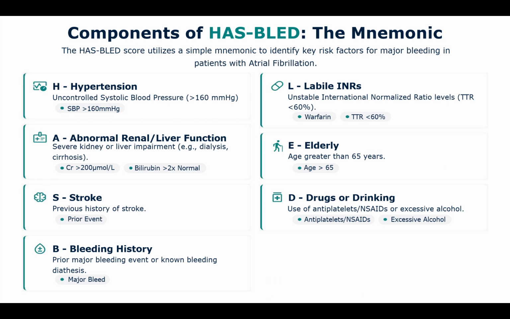E denotes elderly patients, specifically those aged over 65 years. And finally, D covers drugs, like concomitant use of antiplatelet agents or NSAIDs, or drinking excessive alcohol, defined as more than 8 drinks per week.